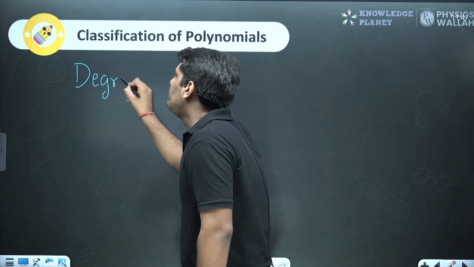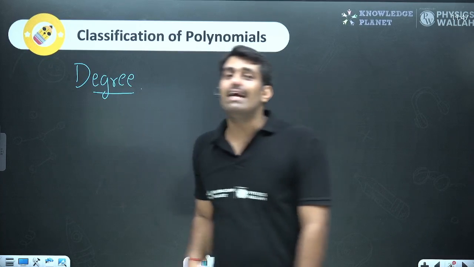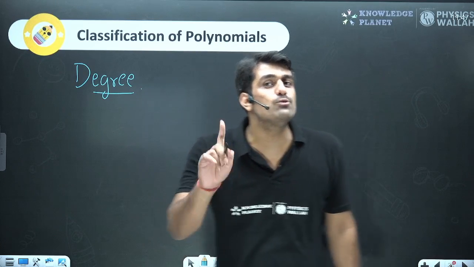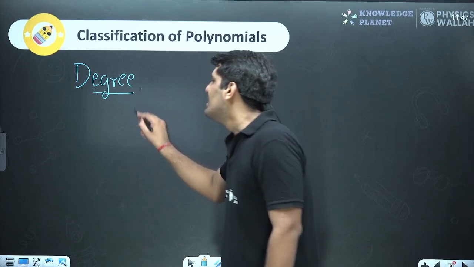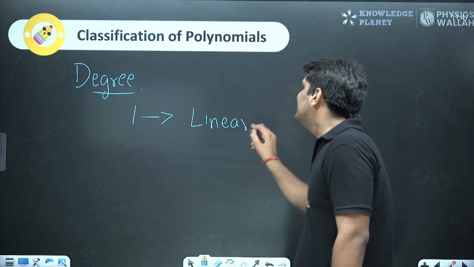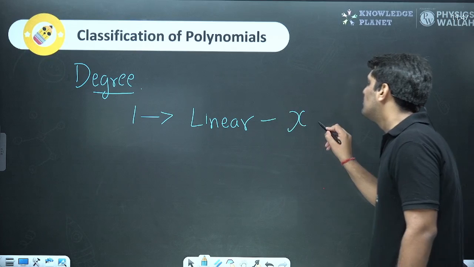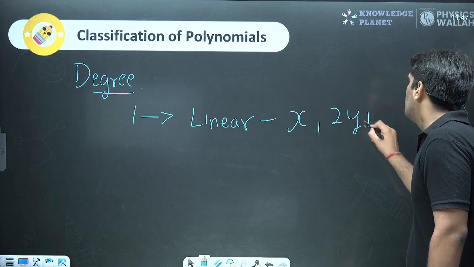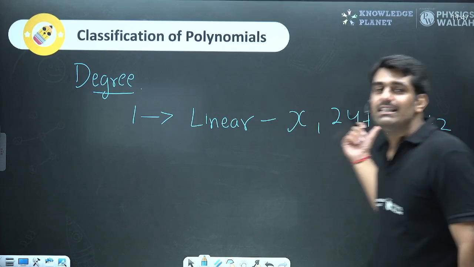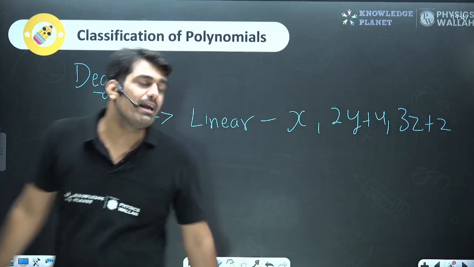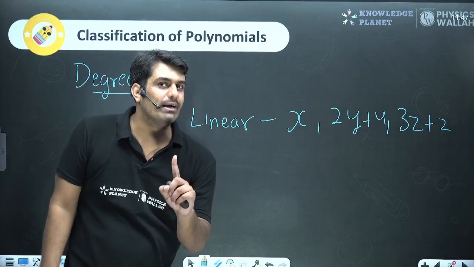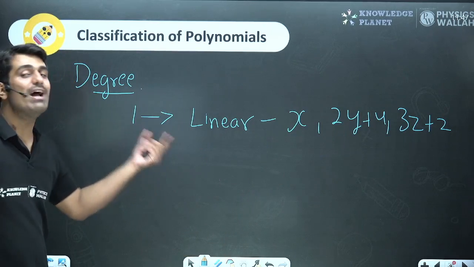How degree? Simply because if the degree of an algebraic expression or a polynomial is 1, in that case you will say that the polynomial is linear. You can see the example over here. Simply x or 2y plus 4 or 3z plus 2. All these expressions have the maximum or highest power of a variable as 1. So they are linear. Degree 1 being linear.